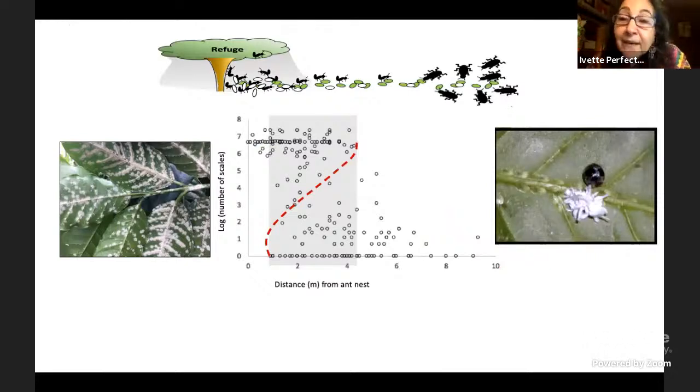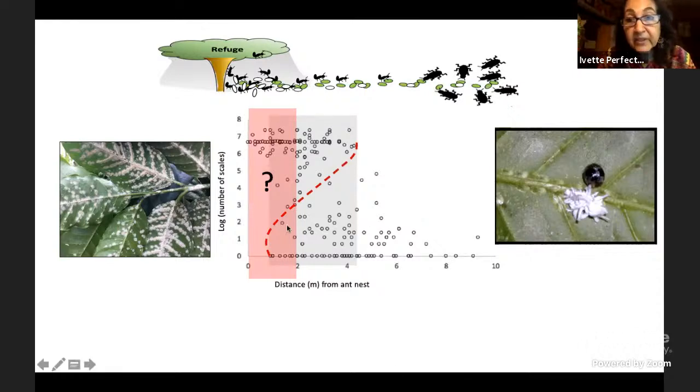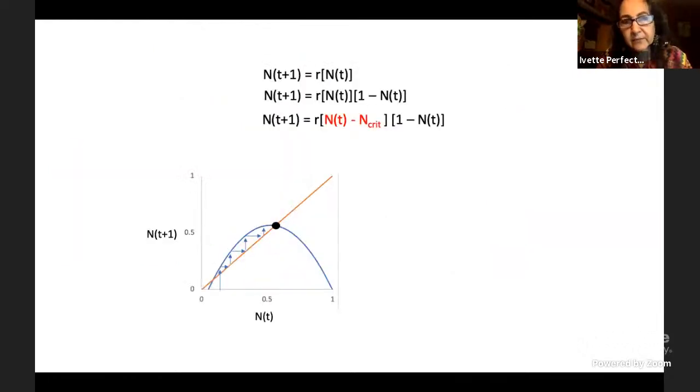So the question is, what happens in this zone? What happens in this area that is very close to the ant nest, where you can have this epizootic of the fungus? We should expect another critical transition with another hysteresis very close to the nest. So in this zone here, we should expect another critical transition and another hysteretic zone.